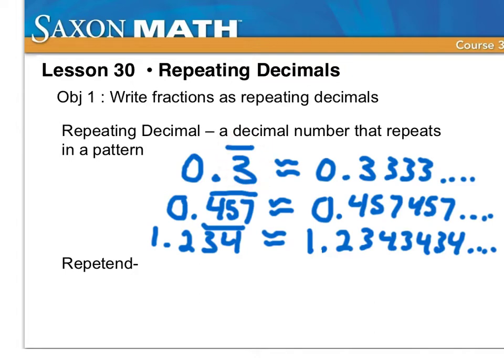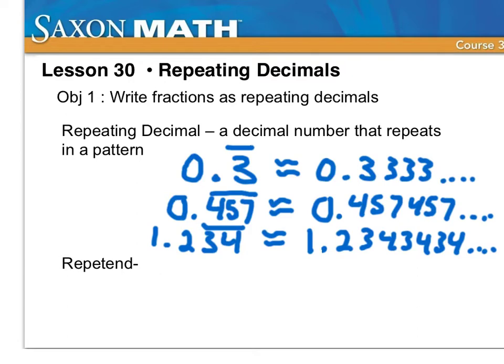line above it. So the 3 has a line over it, so that keeps repeating itself. Here the 4, 5, and 7 have a line over it, so we go 4, 5, 7, 4, 5, 7, 4, 5, 7, and so on. In this one, the only ones that have a line over it are the 3 and the 4. So the 1 and the 2 don't repeat, and the 3 and the 4 repeat themselves.